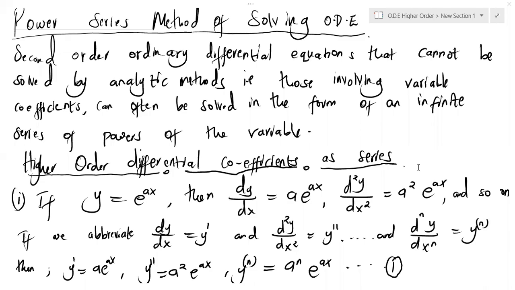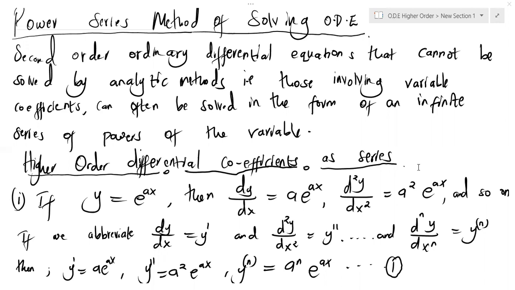Okay, guys, so I would like us to look at the power series method of solving ordinary differential equations. Now, second order ordinary differential equations that cannot be solved by analytical methods, those involving, let's say, variable coefficients, can often be solved in the form of an infinite series of powers of the variable. So in this chapter, we really need to remember the standard differential coefficients. Also remember the binomial theorem and also Maclaurin's theorem.